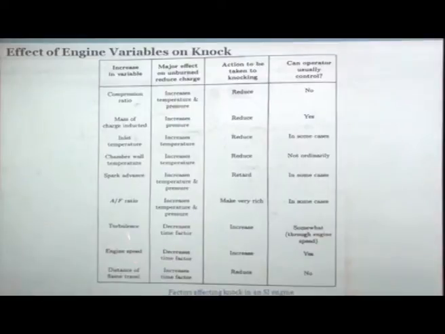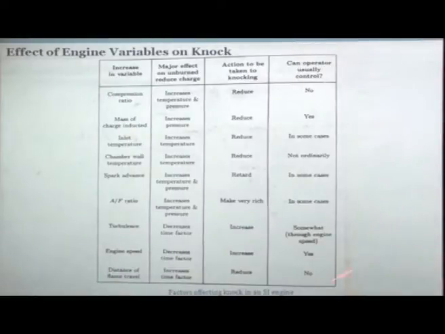Engine speed: obviously engine speed will have the same effect as turbulence. This decreases the time factor, and you can increase the engine speed. The operator can certainly increase the engine speed. Distance of flame travel: if it is higher, then what will happen? It will increase the time factor and increase the chances of knocking. What action needs to be taken if you want to avoid knocking? You have to reduce the distance of maximum travel. Can the operator control it? Certainly not. This has to be done at the design stage.